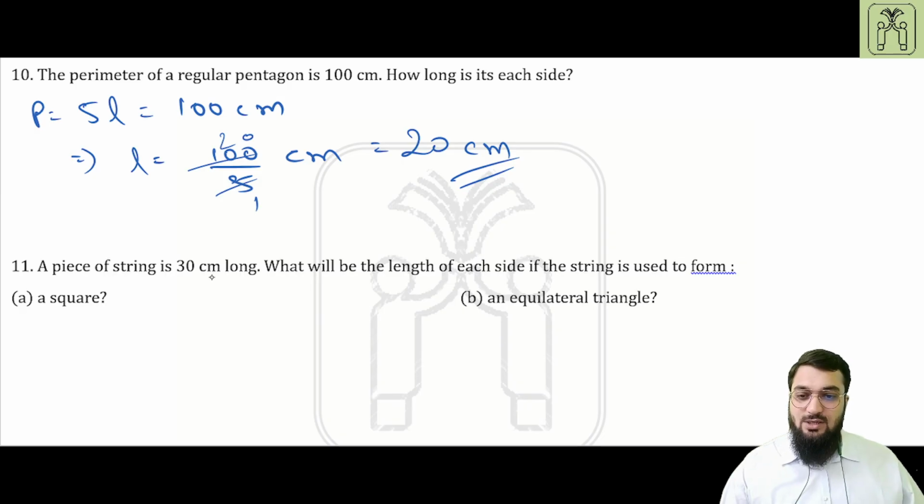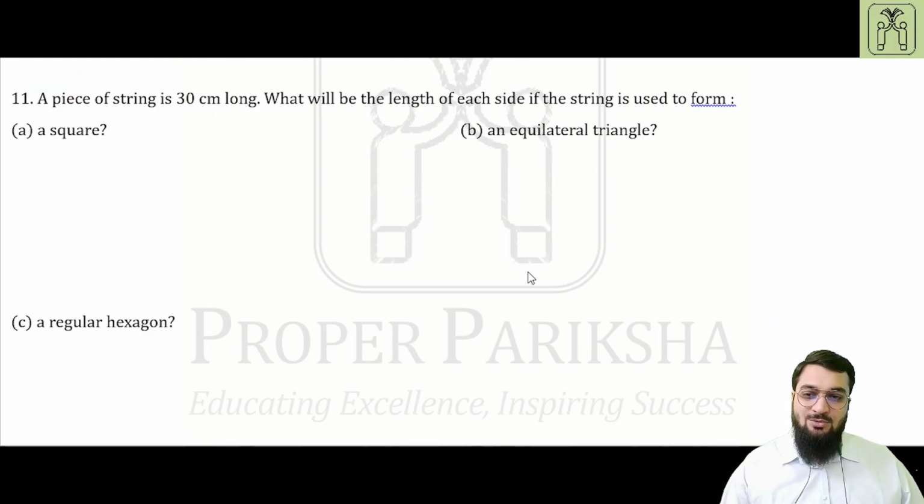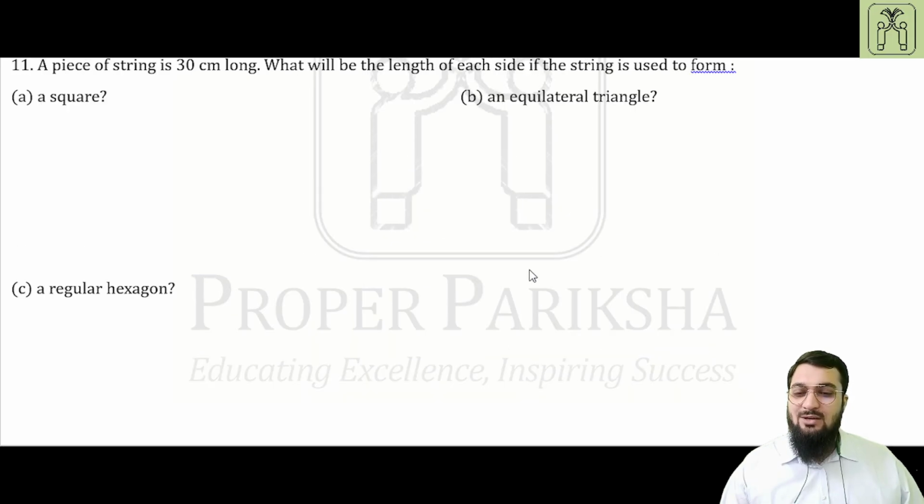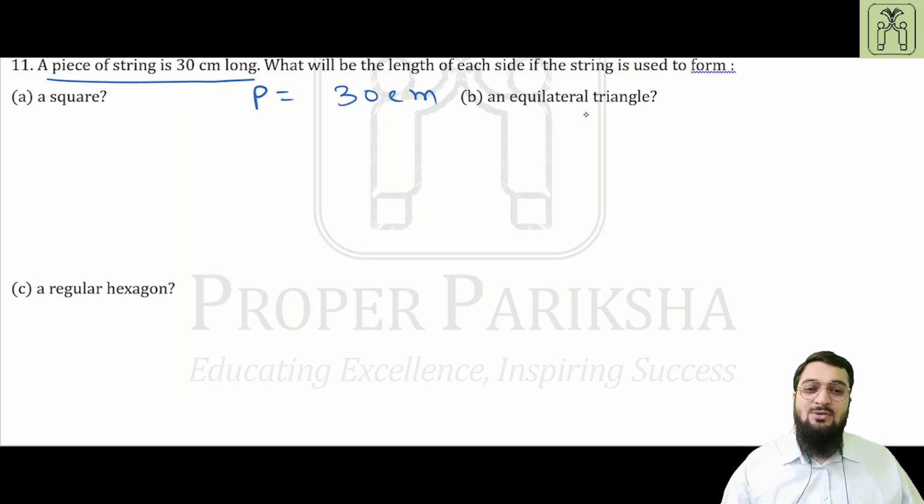Question number 11. A piece of string is 30 centimeters long. What will be the length of each side if the string is used to form a square? Okay, this is an interesting question. Stay with me. So we are given a total perimeter. By giving the piece of string and its length, we are given that the total perimeter will always be 30 centimeters. And we have to find out the length of the various types of standard shapes that can be formed with 30 centimeters of perimeter.